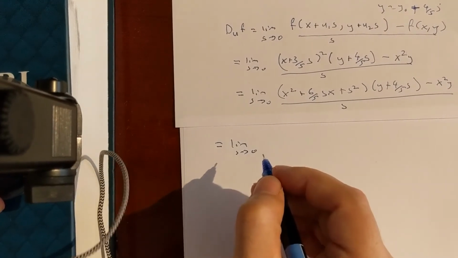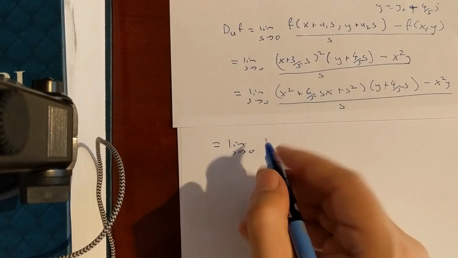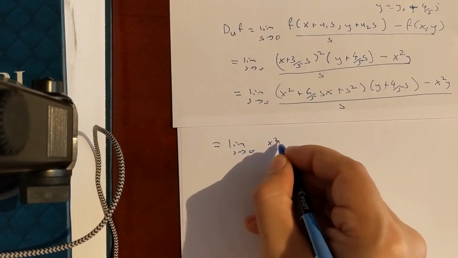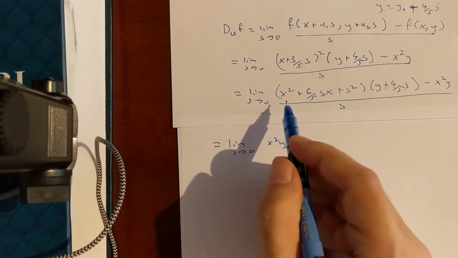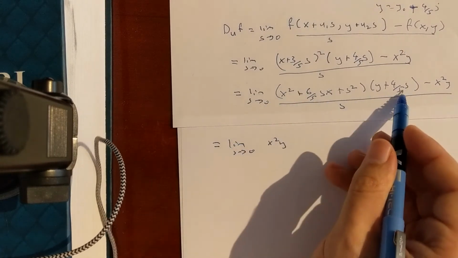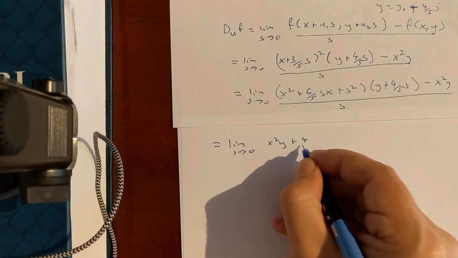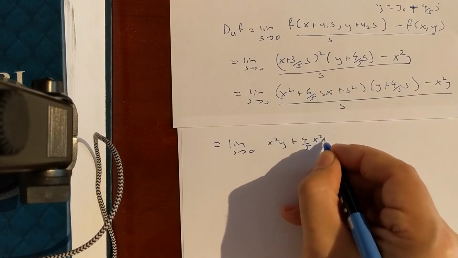So what I can do now is I'm going to start multiplying this. Well, when I multiply the x squared and y term, I'm going to have an x squared y term, right? Okay. Then how can I get an x? Well, how can I get an s term? Well, I can multiply this guy and this guy, right? So that's going to be plus 4/5 x squared s.